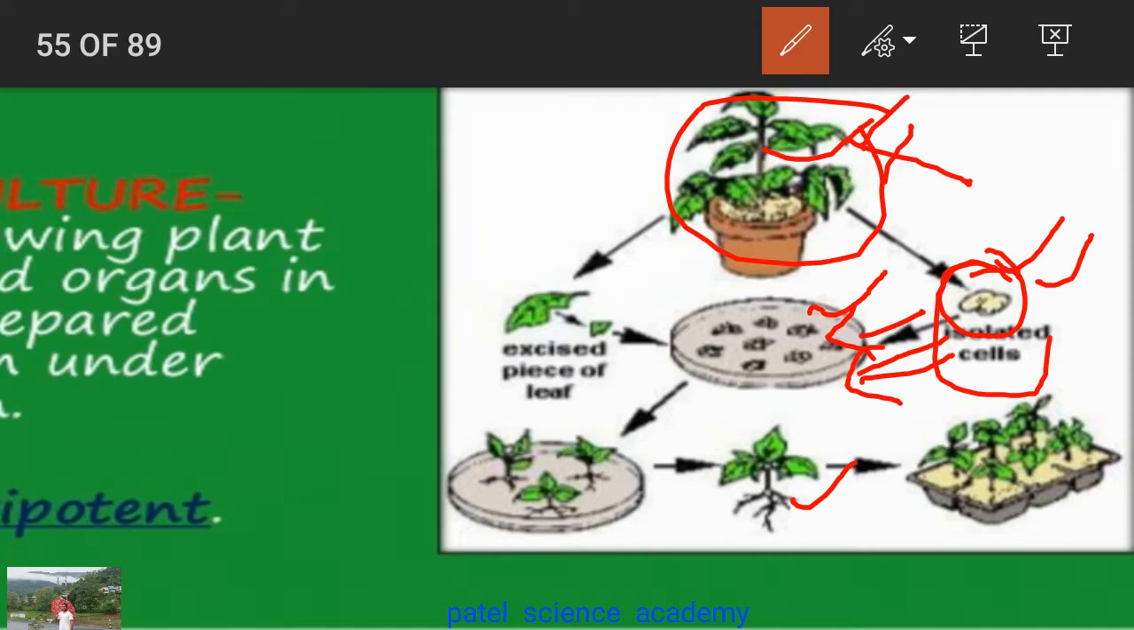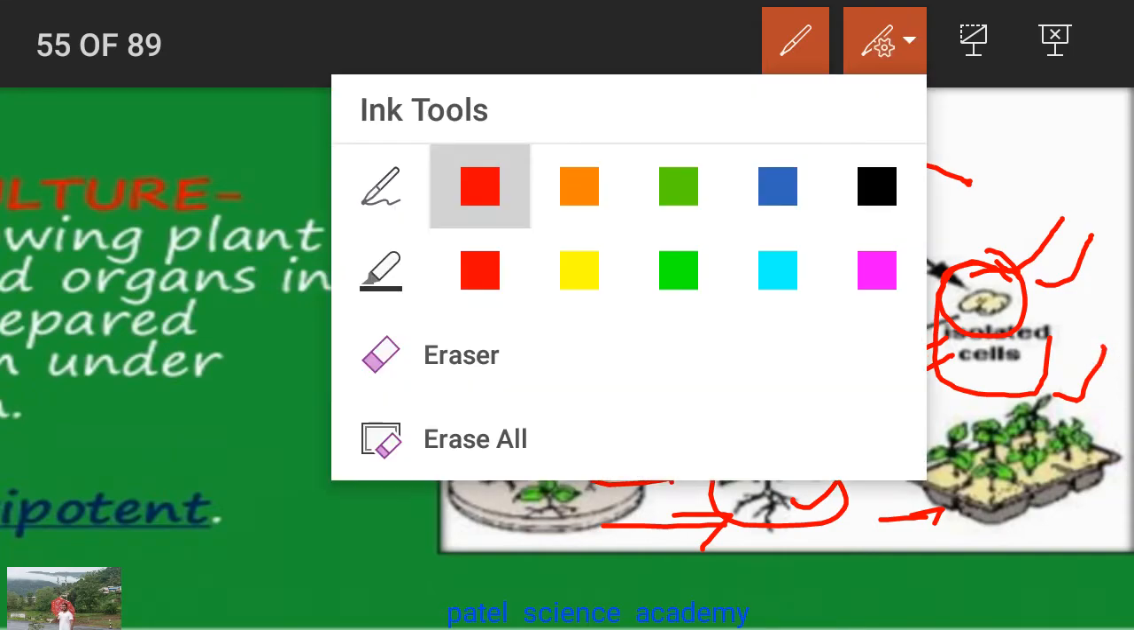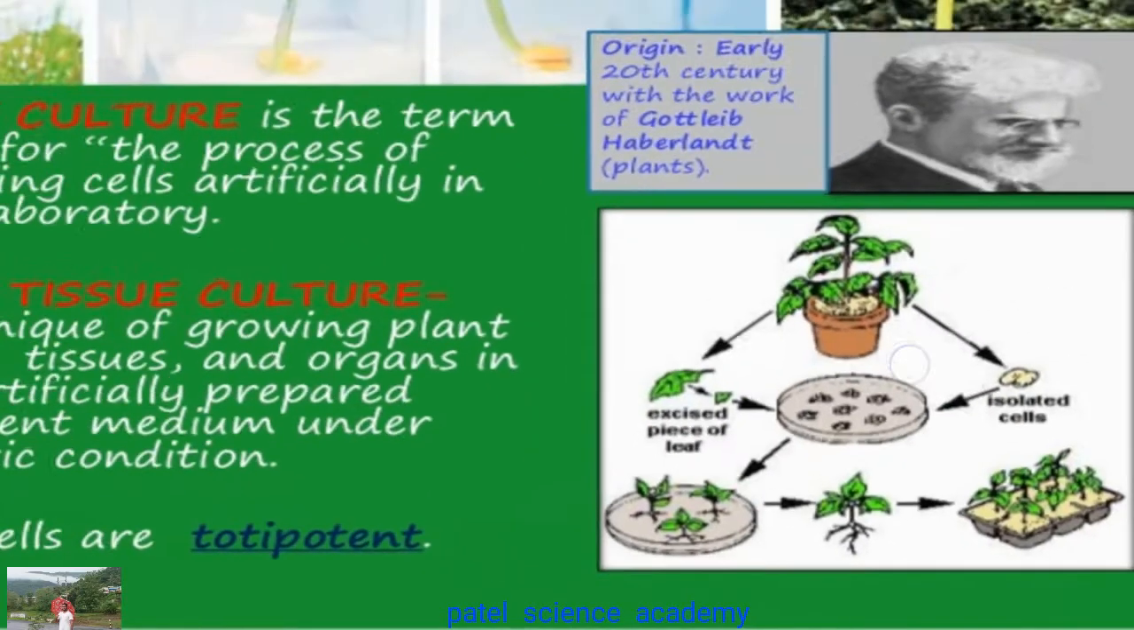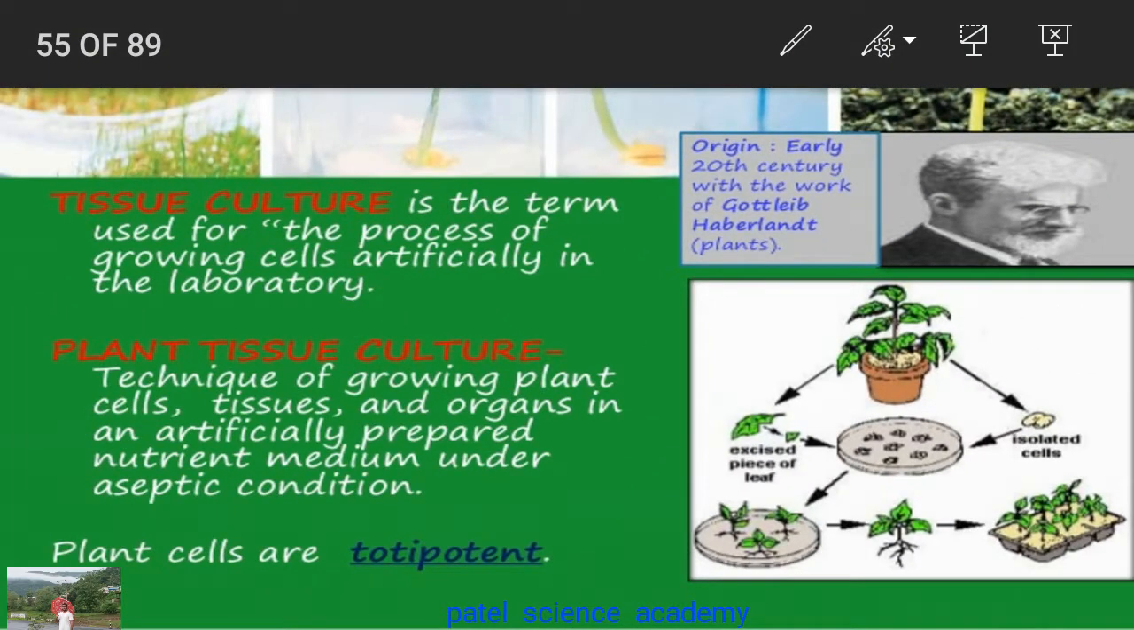When the cell is inserted into this nutrient medium, it will get all the nutrients, sufficient nutrients, and the aseptic condition from that artificial laboratory. And then what will happen? It will grow into a small plantlet, and it will become a complete body of that plant, and then it can be transferred from this laboratory into the natural field. So simply, this is about the tissue culture technique, and we'll see the details of this process in the next slides.